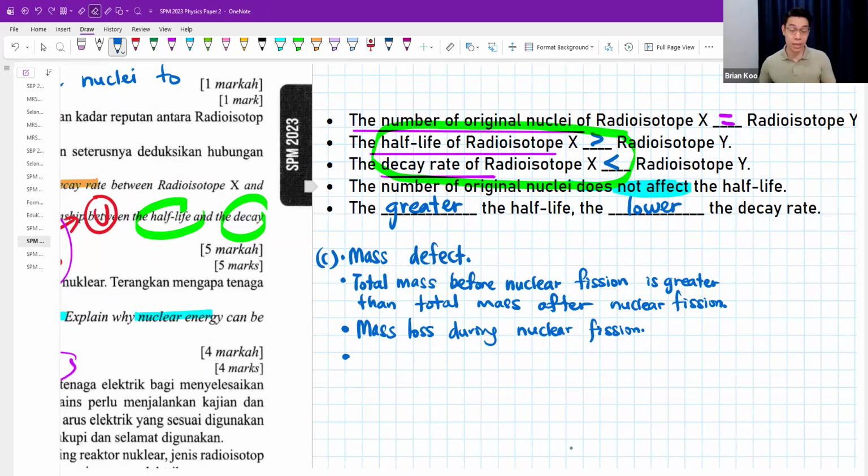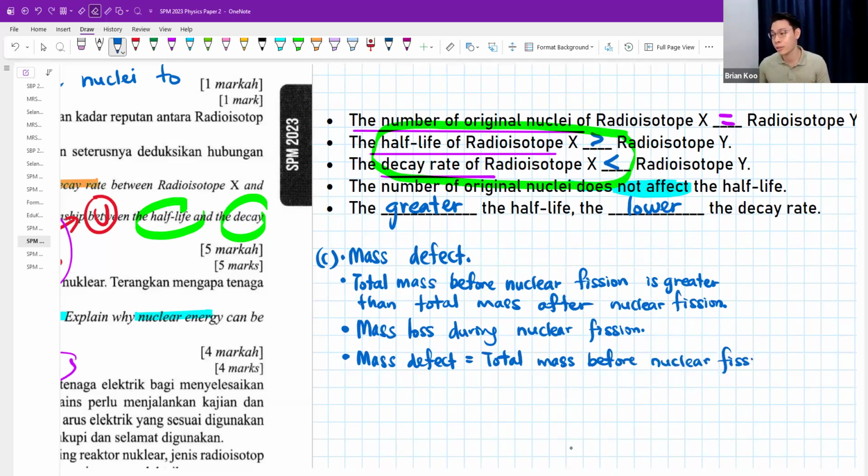And then there is mass defect. And then you can also say, to find out the mass defect, you can write in equation form like how I'm writing, you will get a mark. Or you can write in words also. You have to subtract total mass before nuclear fission, and then you need to minus the total mass after the fission. You write this formula, how to get the mass defect, you get another mark.